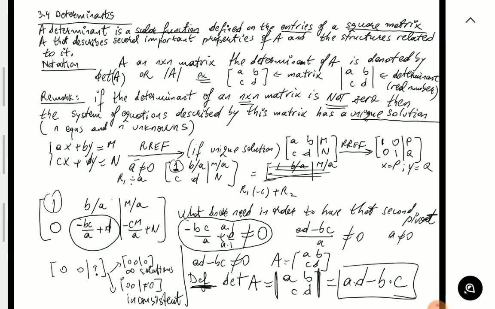So I hope it's very simple. Memorize it from this point on. A 2 by 2 matrix is evaluated. The determinant of it is AD minus BC.